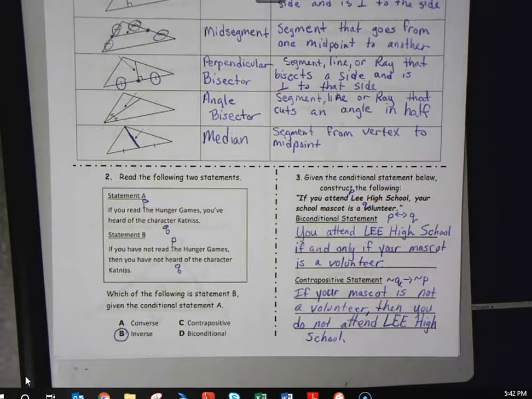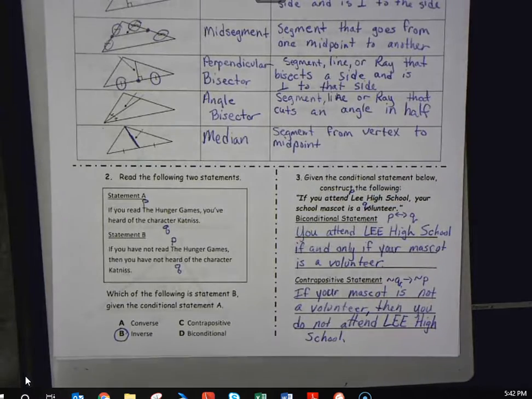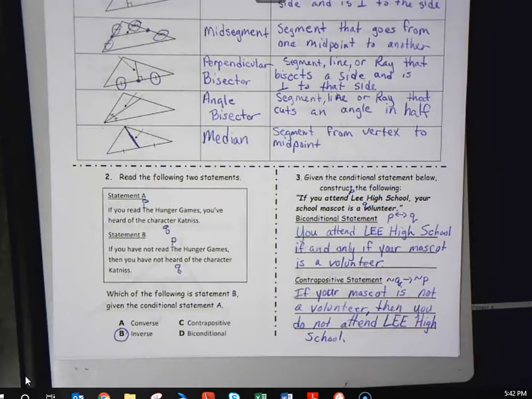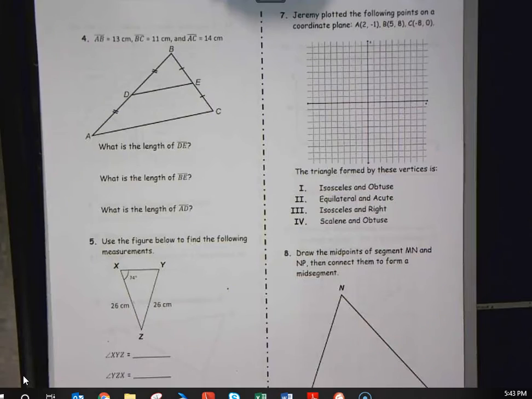If you said if your mascot is not a volunteer, then you do not attend Lee High School, you are correct. And I would say that's probably true because if your mascot's not a volunteer, well then of course you don't attend our Lee High School. Now of course that does only apply to Lee as in the legacy of educational excellence. There are other Lee High Schools. Okay, so keep that in mind. All right, let's move on to the next page, number 4.